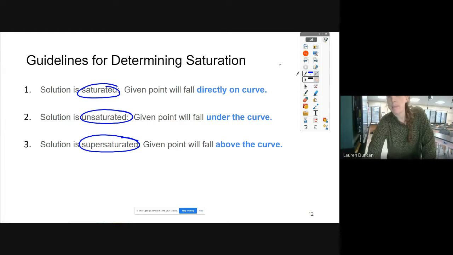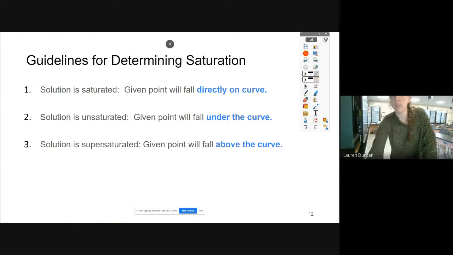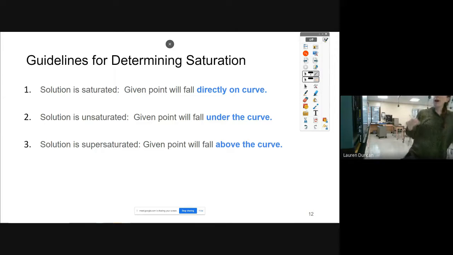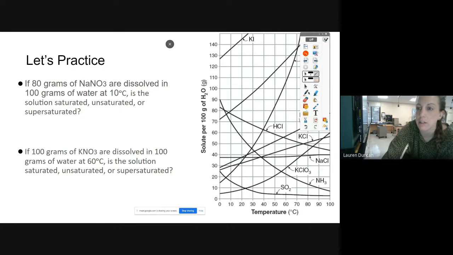Okay, so to wrap up today, basically what we're going to do is look at Table G again. We're going to plot the points we're given for a given solution, the amount of solute being dissolved at a certain temperature, and then relative to the curve for that substance, we should be able to figure out what type of solution we are talking about: saturated, unsaturated, or supersaturated.